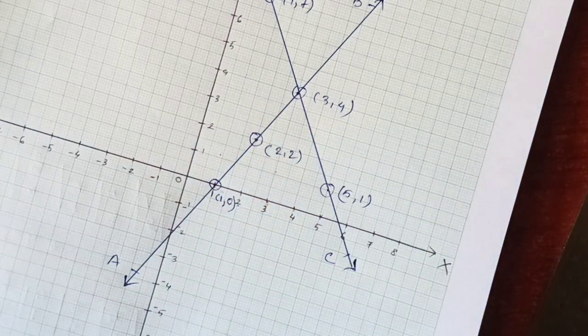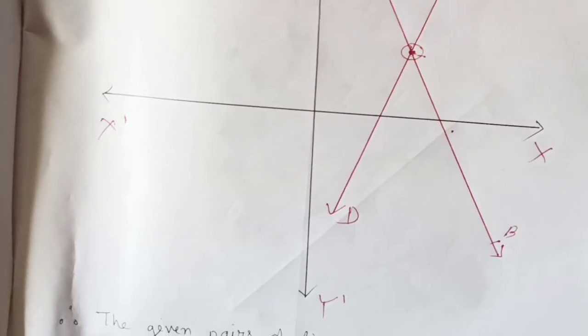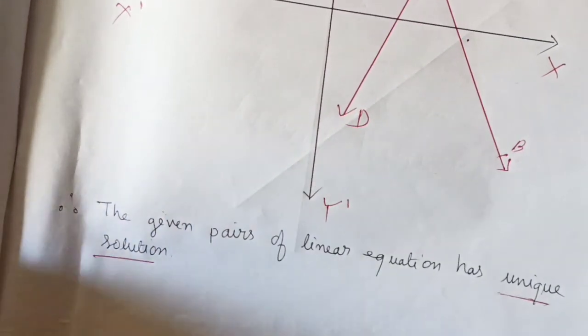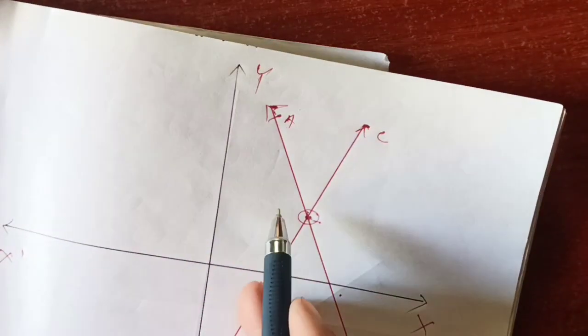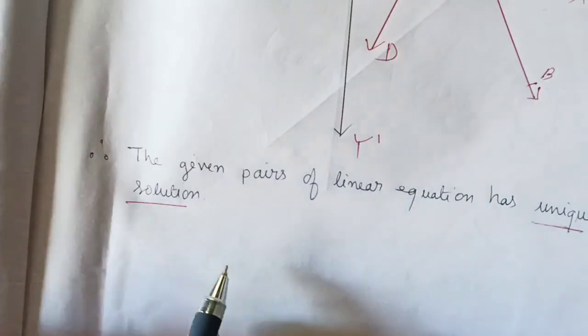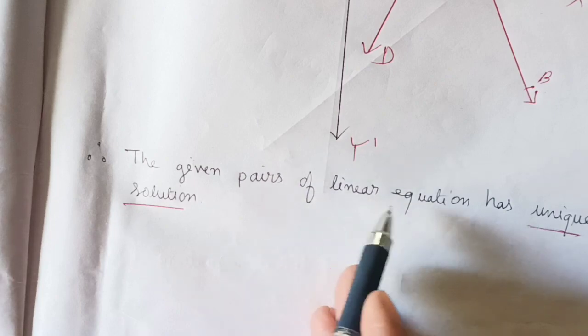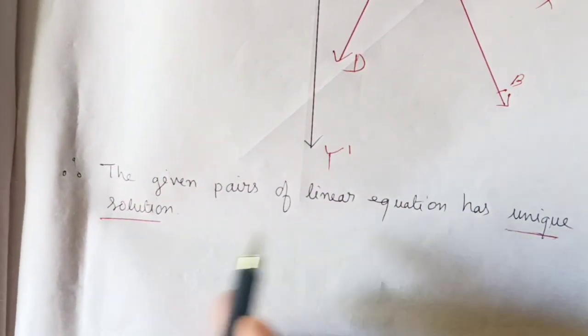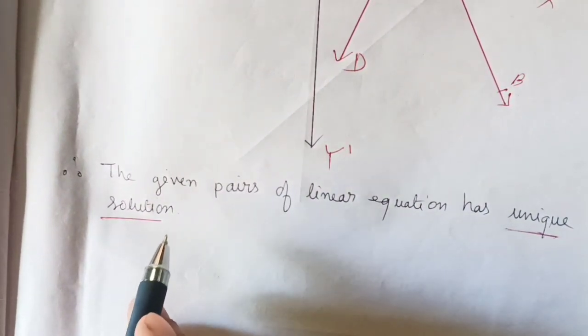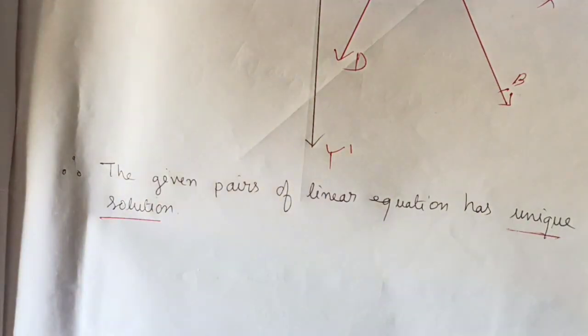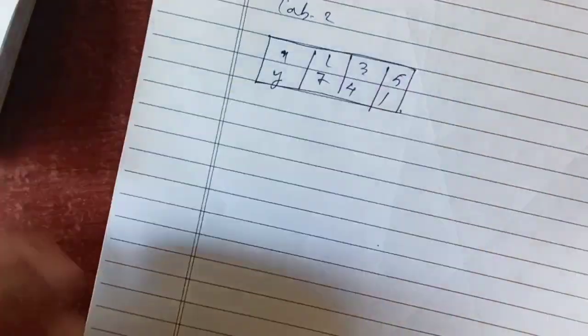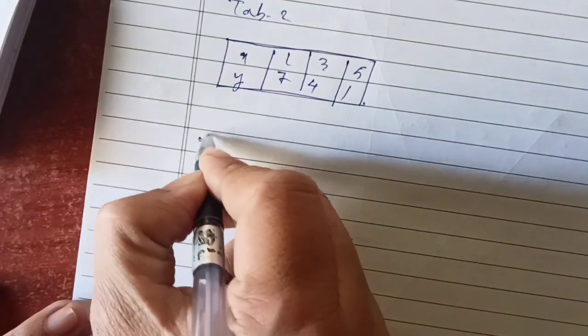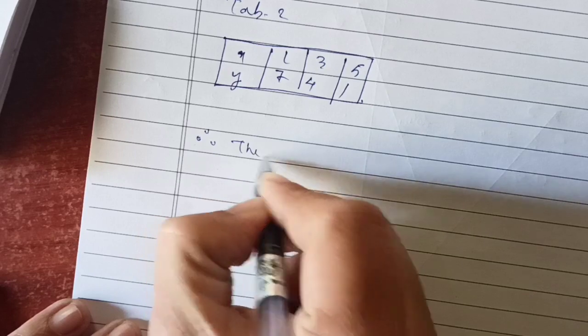I told you that if two lines intersect at one point, the pair of linear equations has a unique solution. Let me show that one again. Before we start the solution, I told you that if two lines intersect at one point, how should we say? The given pair of linear equations has a unique solution. So we should indicate this one. So we need to write that one. So how should we write?